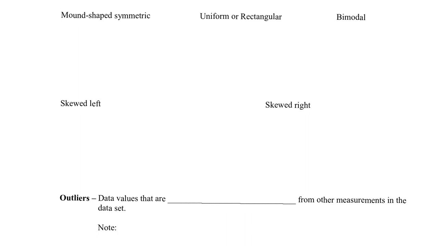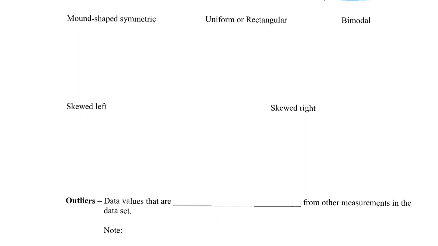And as I mentioned, in chapter 3 we'll talk about what kind of data sets tend to be skewed left or skewed right. So for skewed left, if you look at the picture, it looks like there's a tail to the left. So skewed left, think of that as a tail on the left.